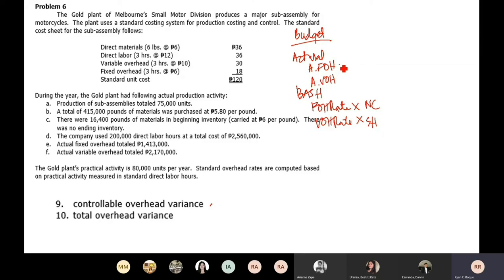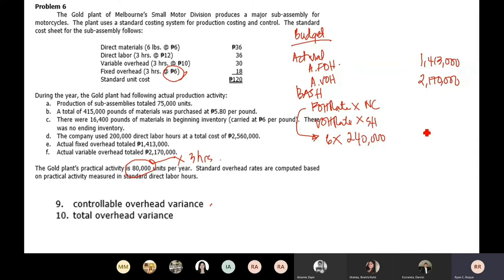Okay. So, ang actual fixed overhead natin ay 1,413,000. Ang actual variable overhead ay 2,170,000. Ang fixed overhead rate natin times normal capacity, dito po natin ilagay. So that would be 6, yung fixed overhead rate natin. Ang normal capacity natin ay 240,000. If you remember, that is 80,000 natin times 3 hours. Okay? So that is 1,440,000.